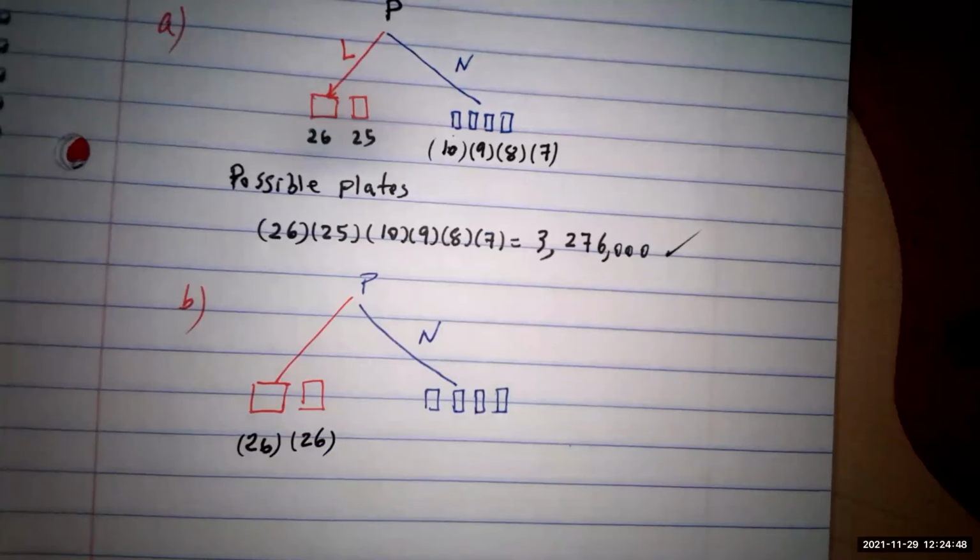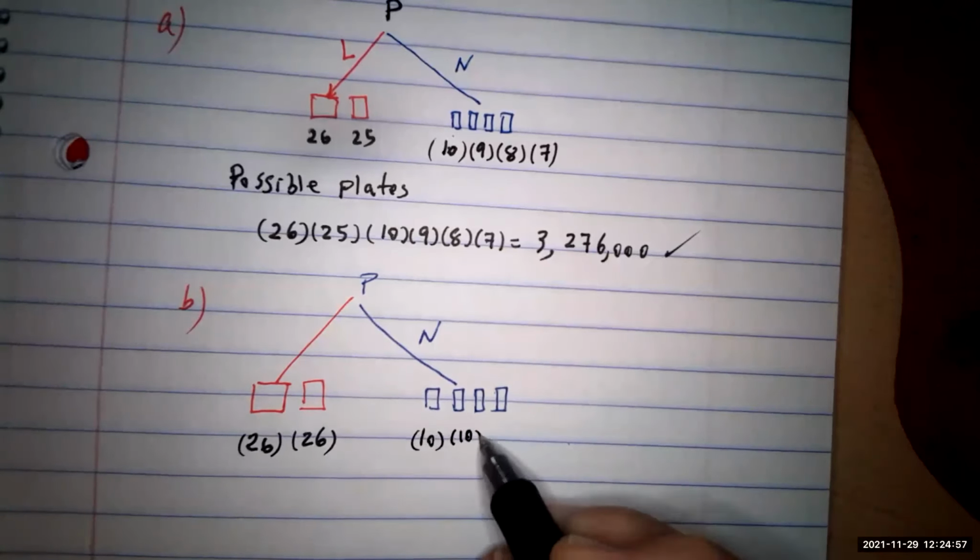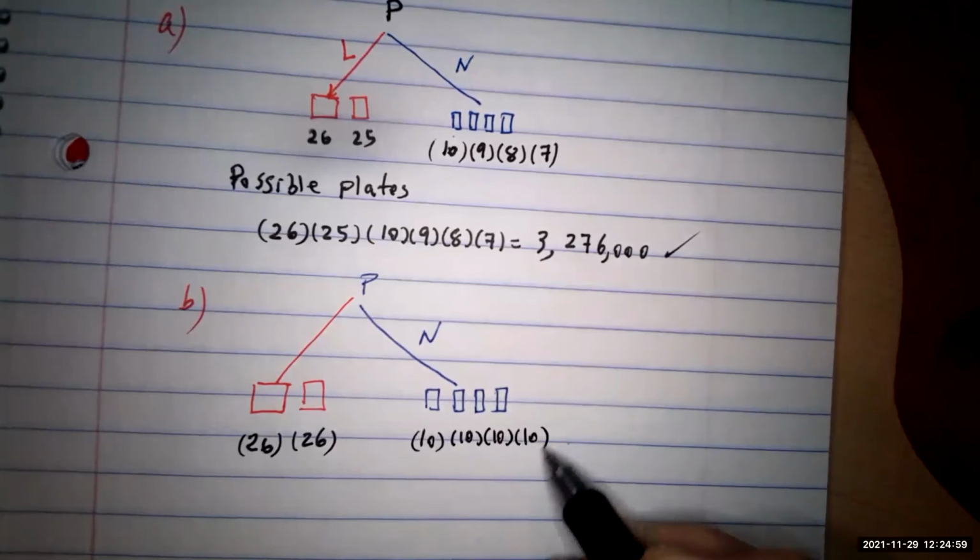Possibilities that you're going to have. And for the numbers, the same case. You can use the digits from 0 to 9. So it's going to be 10, 10, 10, and 10.